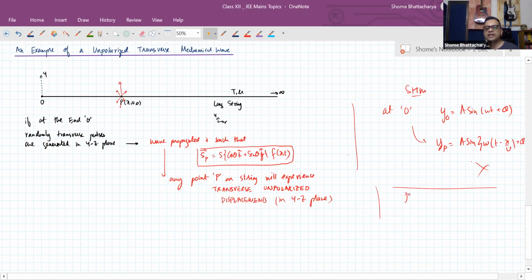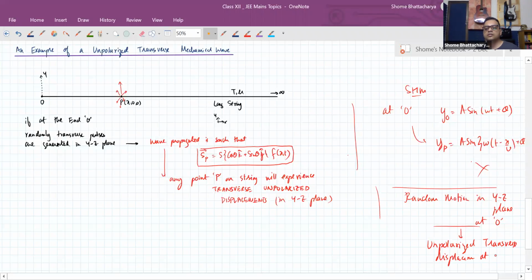Instead, what we are doing is a random motion in the YZ plane at O. So what that does is it creates unpolarized transverse displacement at the point P. Okay. So you'll have some kind of an equation like this, where this equation obviously will be of this type if it's traveling in this direction. And all that. So this is the mechanical equivalent of an unpolarized transverse wave.